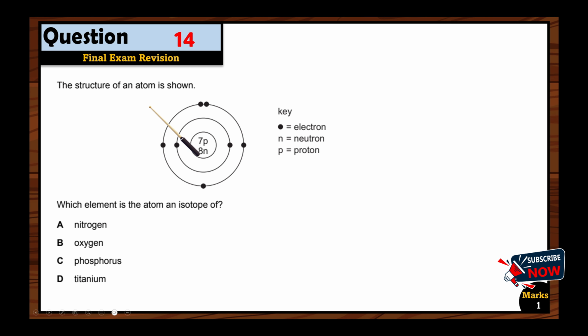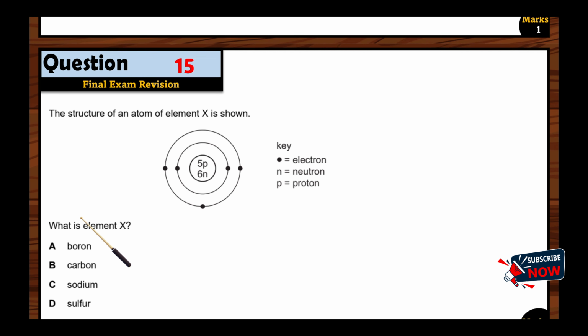Let's see question number 14. The structure of an atom is shown here. Which element is the atom an isotope of? If you see over here, you just have to see the electron number. If you count them, 1, 2, 3, 4, 5, 6, 7, we have 7 electrons. And which element has 7 electrons? It's nitrogen, right? Because the proton number is always equal to the electron number. So option A is correct.